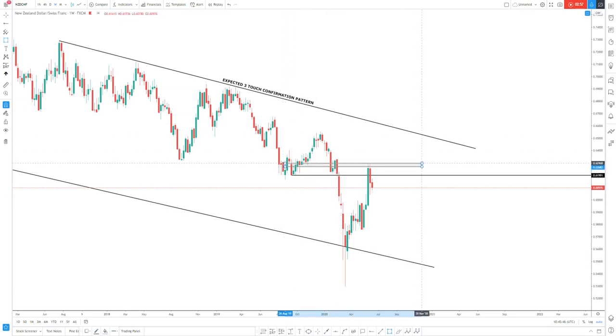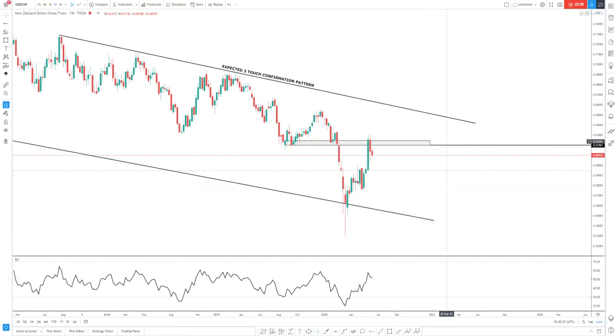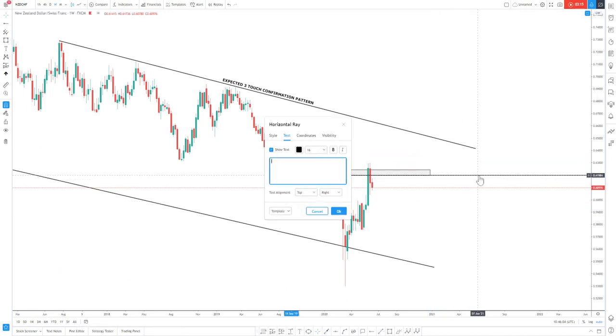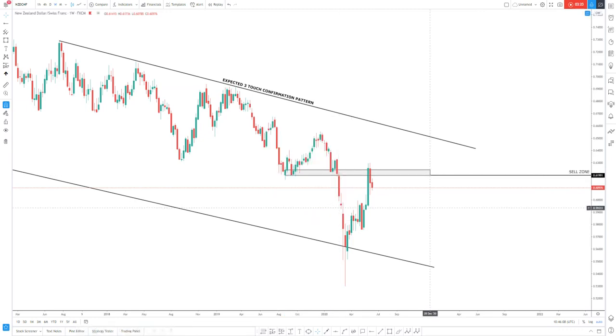So I can pick up my box tool and do this. Knowing that this is what we have on the weekly time frame, this form of area of structure, I can tag this as sell zone. Now, this sell zone is just based on the W pattern formation that we can see here.